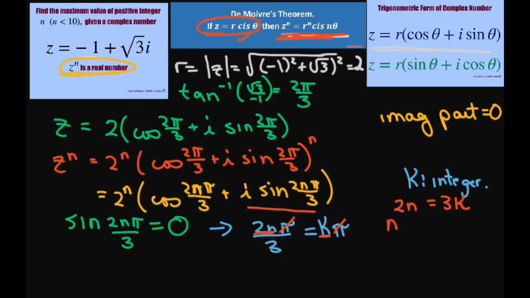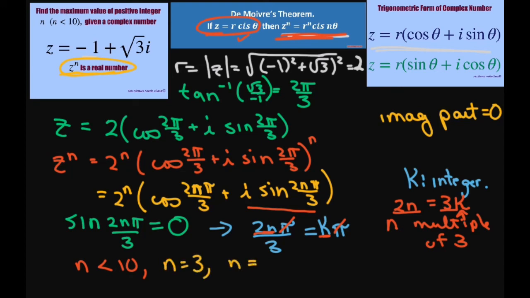And n, therefore, is going to be a multiple of 3, because 2n is 3k. So basically, since n is less than 10, n could equal 3. Add 3 more, n could equal 6, or n could equal 9. Therefore, your maximum value of a positive integer n is going to be n equals 9. So that's your maximum value for n. And that's it.